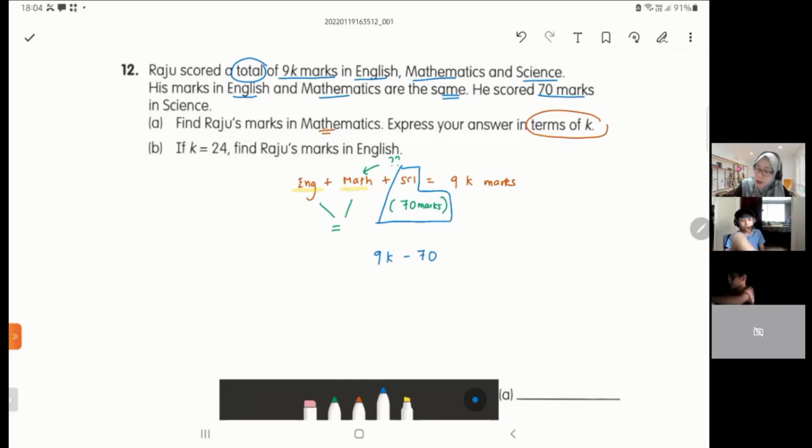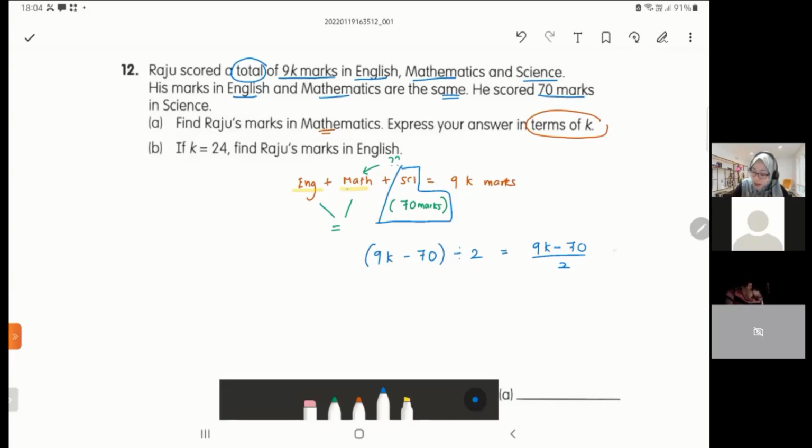So English plus math means there are 2 subjects, right? Now I want to find 1 subject, which means when I minus away, I divide it by 2 subjects to get my 1 subject. Okay. And how do I express this? 9K minus 70 over 2. This is how I express my answer. This is my answer for part A. Done.